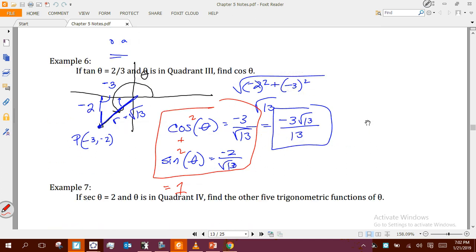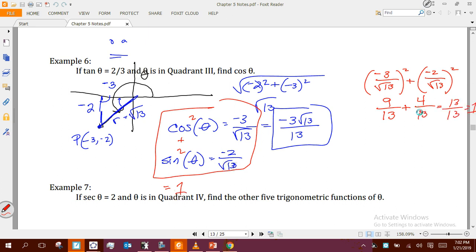So, just a way of checking myself, if I took -3 over root 13, squared that, added to it -2 over root 13, squared that, do I get 1? Well, -3 squared is 9. Root 13 squared is 13, plus -2 squared, 4. Radical 13 squared is 13. Does that give me 1? 13 over 13, that equates to 1. So by finding sine of theta, even though I was only asked for cosine, if I assign a theta, I absolutely know that I've done the cosine correctly.